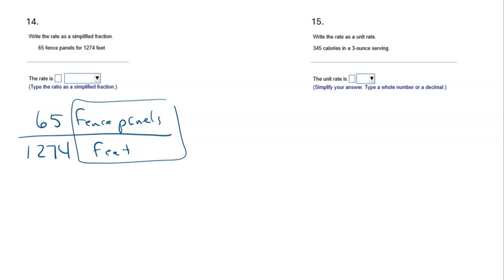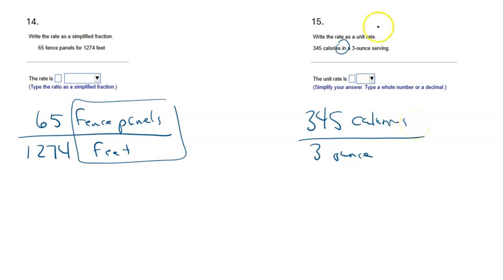Now, what does that mean? Let's write it. First of all, 345 calories and 3 ounces. So again, you can think about that as 345 calories in a 3 ounce serving. So 345 calories and 3 ounces. Now remember, a unit rate means the denominator is equal to 1. So they're implying that 345 divides by 3, or else we couldn't get the denominator equal to 1. And 345 does divide by 3.